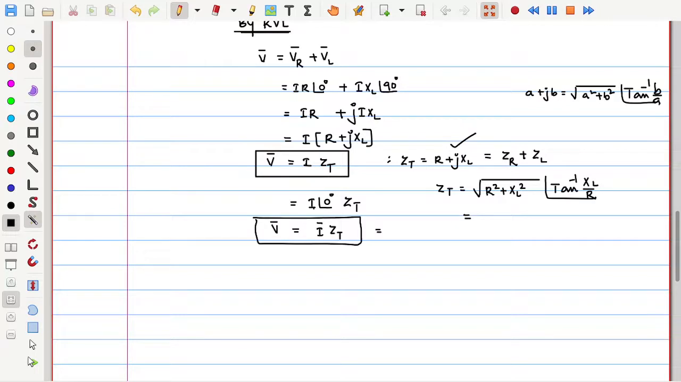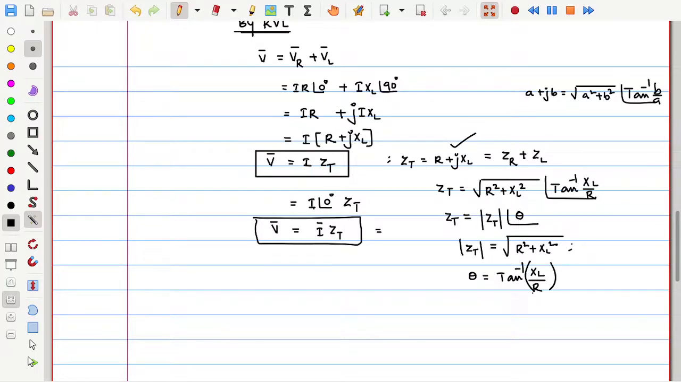Clear? So in the same way, I converted this rectangular form into polar form, which gives the magnitude, let me write as mod ZT at an angle of some theta, where mod ZT is equal to the magnitude of the impedance ZT. How much is that? Square root of R square plus XL square. What is the angle theta? Theta is tan inverse of the imaginary part divided by the real part. Imaginary part is XL here, real part is R.